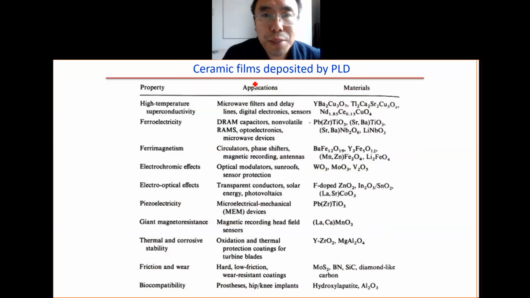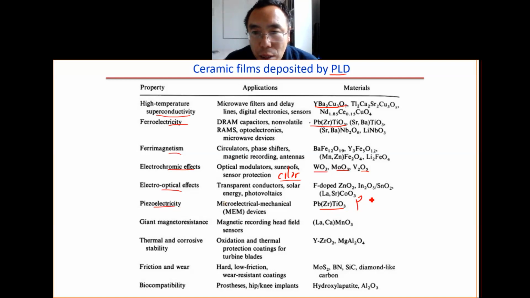So those are the materials that can be deposited by the pulsed laser deposition method, like high temperature superconducting materials like YBCO, ferroelectric materials like PZT, ferromagnetic materials, electrochromic materials. And these can be used for color change. These materials will change the color when you pass the current. So we have electro-optical effect materials, and piezoelectric material like this one. This is called PZT. PZT is one of the most popular piezoelectric materials. This one is also a PZT. It's also a ferroelectric material.